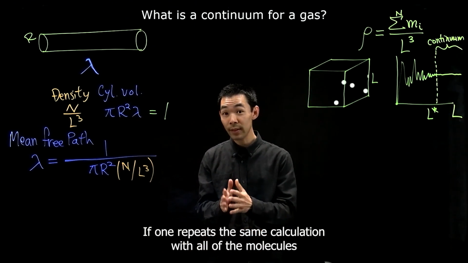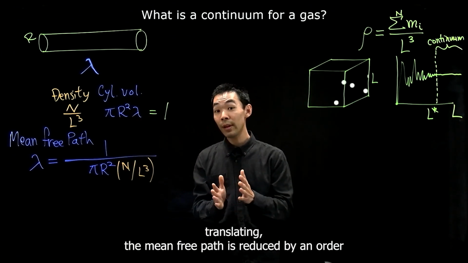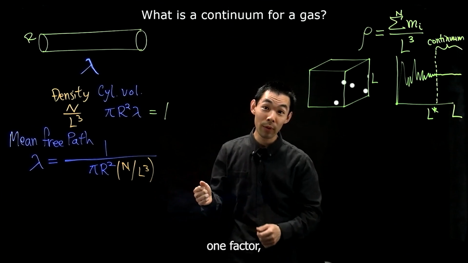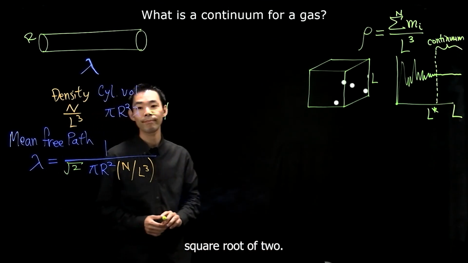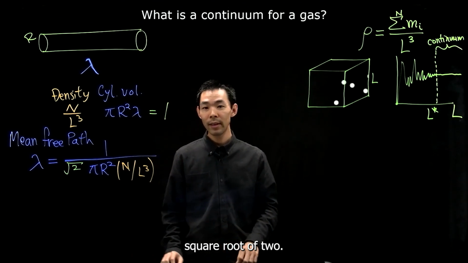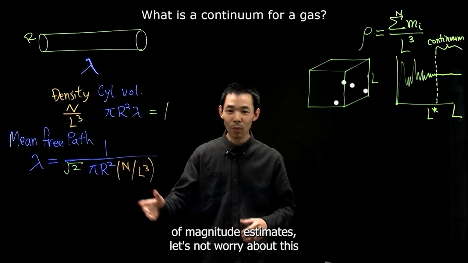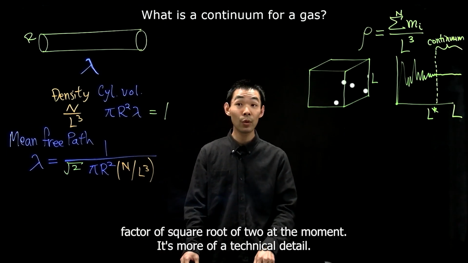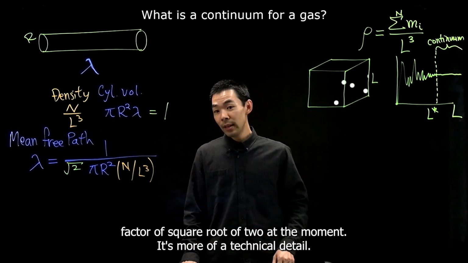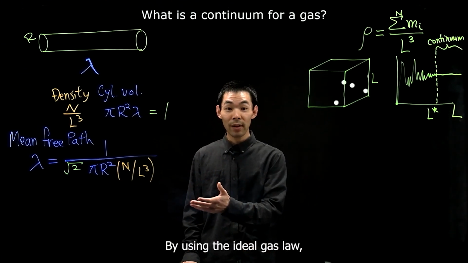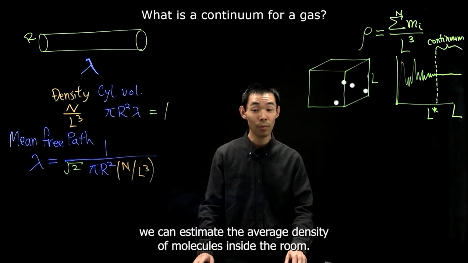If one repeats the same calculation with all of the molecules translating, the mean free path is reduced by an order 1 factor, square root of 2. Since we are doing order of magnitude estimates, let's not worry about this factor of square root of 2 at the moment. It's more of a technical detail. By using the ideal gas law, we can estimate the average density of molecules inside the room.